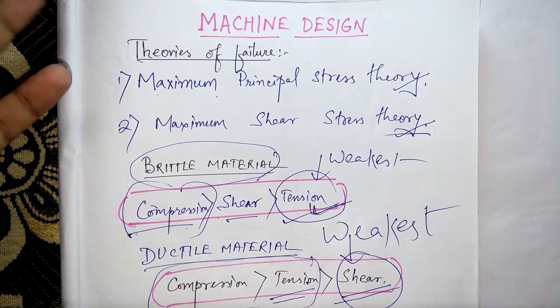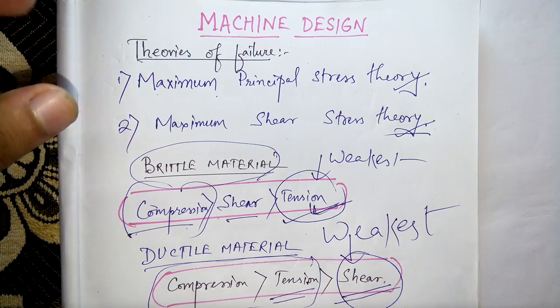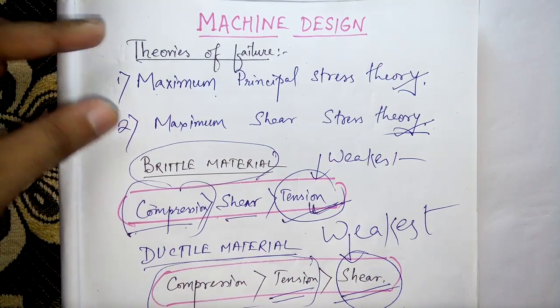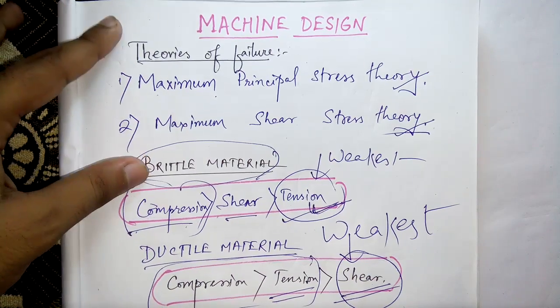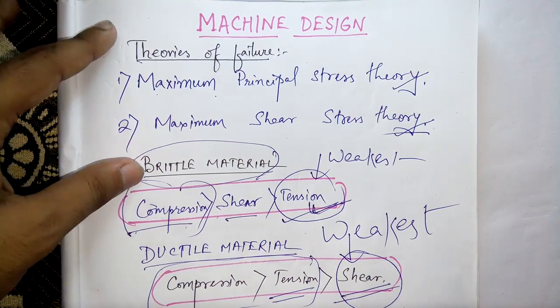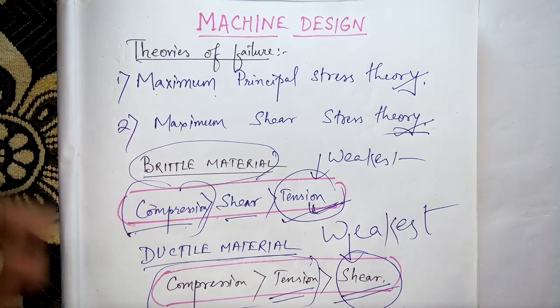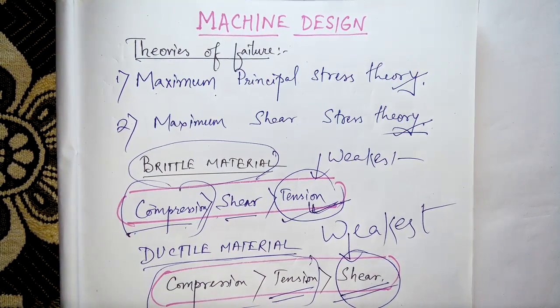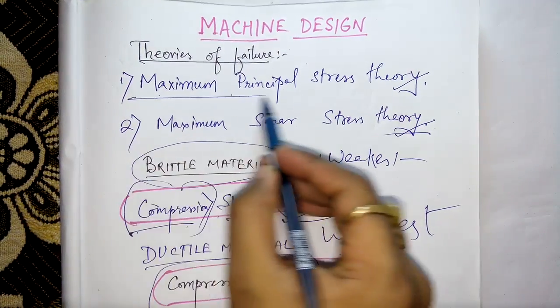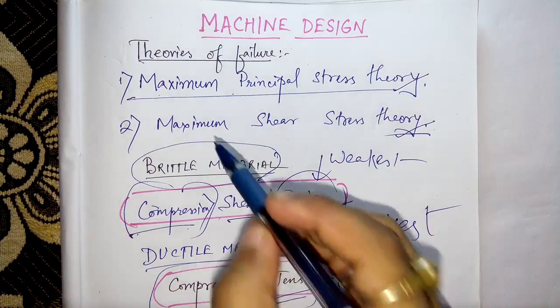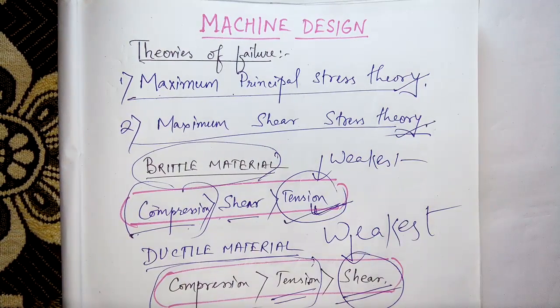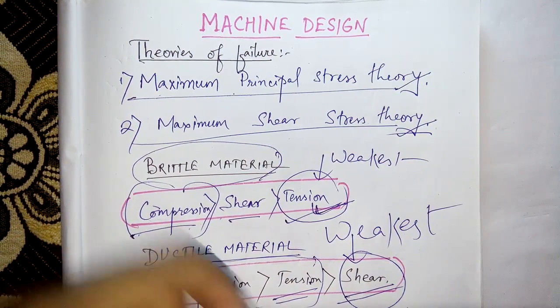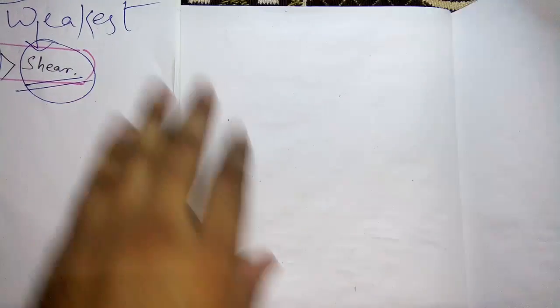See, there are different failure theories, but in today's video we are taking only these two theories. We will talk only about these two theories. The rest of the theories I will explain in the next lecture. Okay, so we will talk about maximum principal stress theory and maximum shear stress theory. So let's start with maximum principal stress theory.